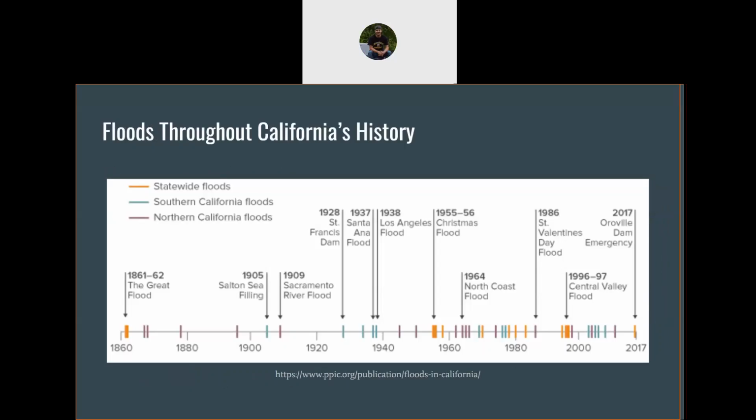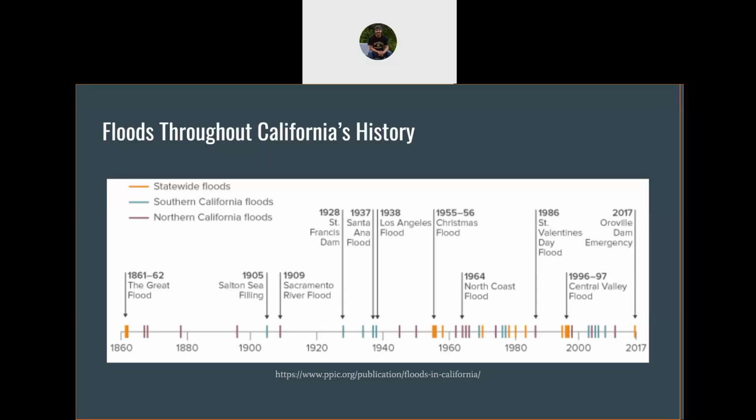Here's a timeline from California's history of floods. Orange ticks on the timeline represent statewide floods that occurred basically from the north end to the south end of the state. Blue ticks represent floods that only affected Southern California, and purple ticks represent floods that only affected Northern California. To the far right of the timeline, you can see that in 2017, the Oroville Dam emergency was a statewide flood, and that caused a huge problem in California.